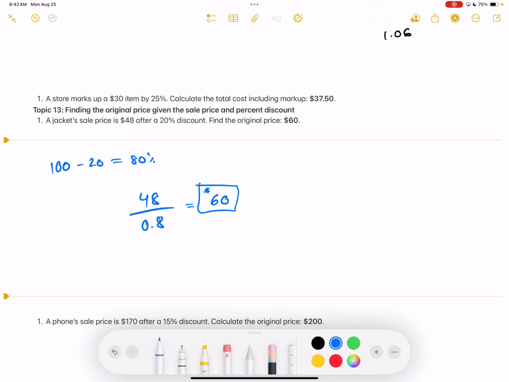So we paid 80% of the original price. So I want to do 48 divided by 0.8. To find a discount, you multiply. To find the original price, you divide. You kind of got to do it backwards.